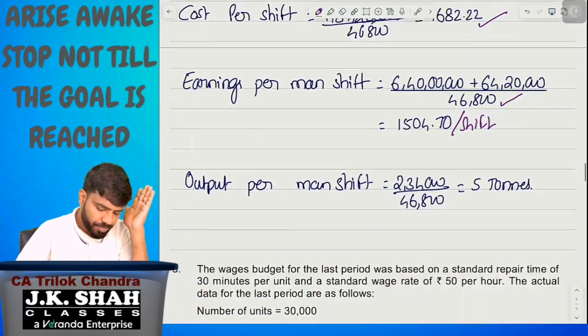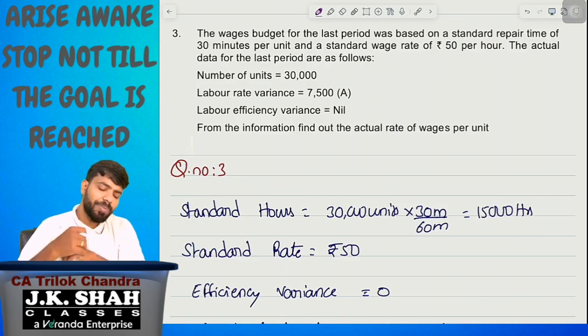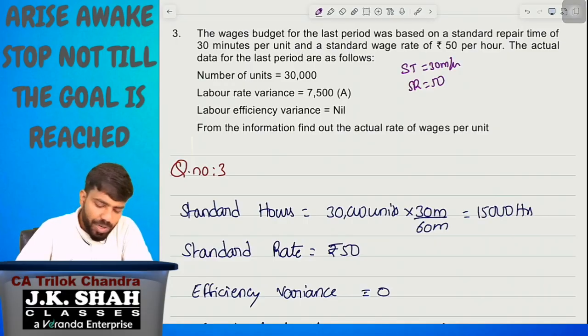Next, look at question number 3. The wages budget for the last period was based on a standard repair time of 30 minutes per unit and a standard wage rate of 50 rupees per hour. So standard time is 30 minutes per unit, standard rate 50 rupees. The actual data for the last period are as follows.